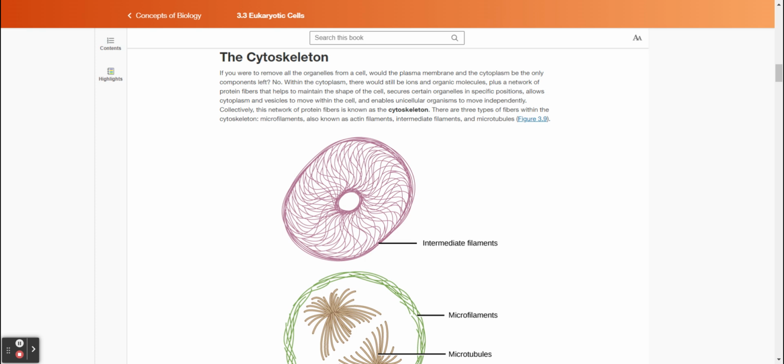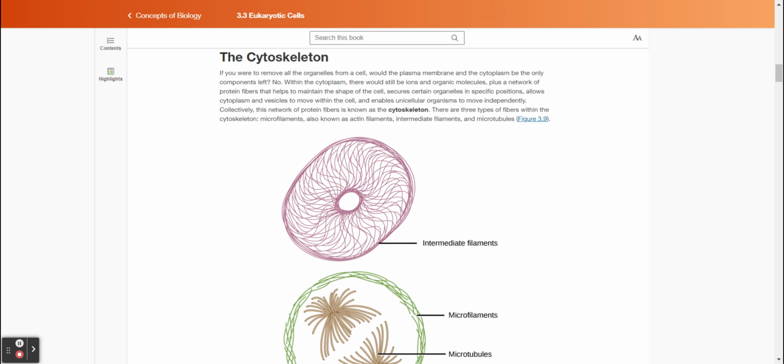The cytoskeleton. If you were to remove all the organelles from a cell, would the plasma membrane and the cytoplasm be the only component left? Nope. Within the cytoplasm, there would still be ions and organic molecules, plus a network of protein fibers that helps to maintain the shape of the cell, secures certain organelles in specific positions, allows cytoplasm and vesicles to move within the cell, and enables unicellular organisms to move independently. Collectively, this network of protein fibers is known as the cytoskeleton.